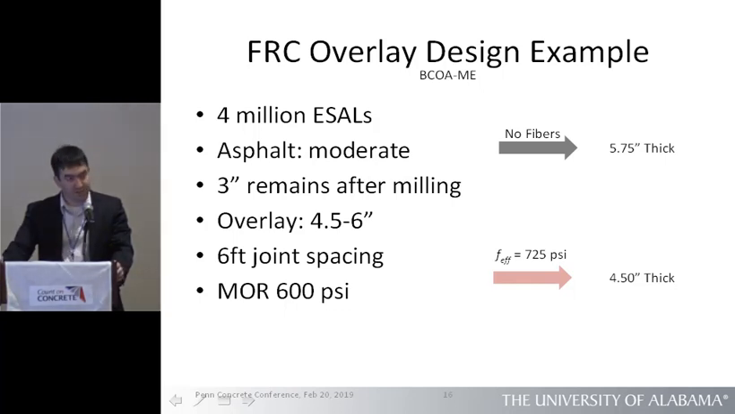If you add fibers, and you add enough fibers to have 125 psi residual capacity, bumping your effective MOR to 725, the new design would be 4.5 inches thick. So you can take the effective MOR and plug it directly into whatever pavement design software you're using to get an estimate on how those fibers are affecting your actual design.